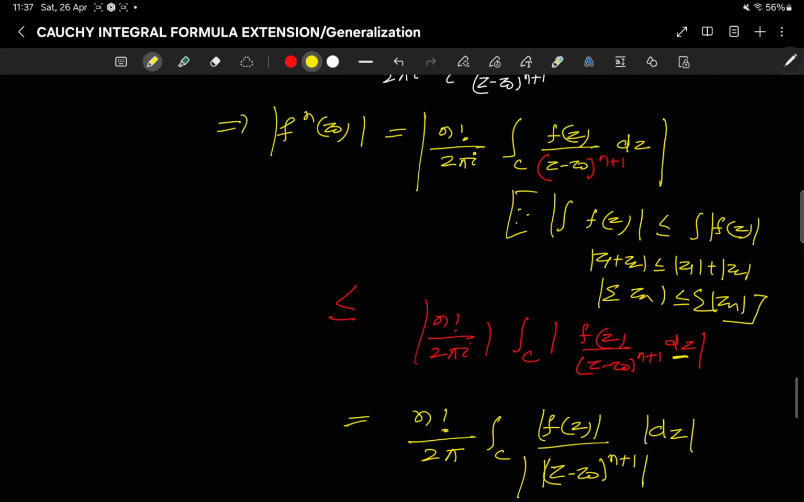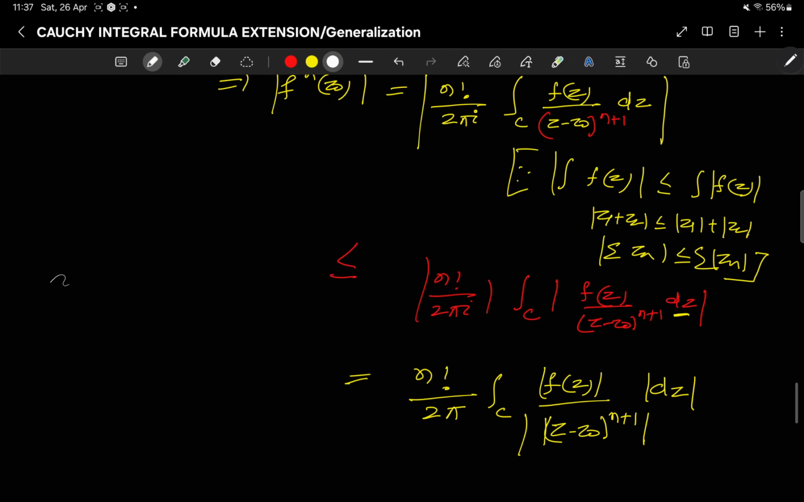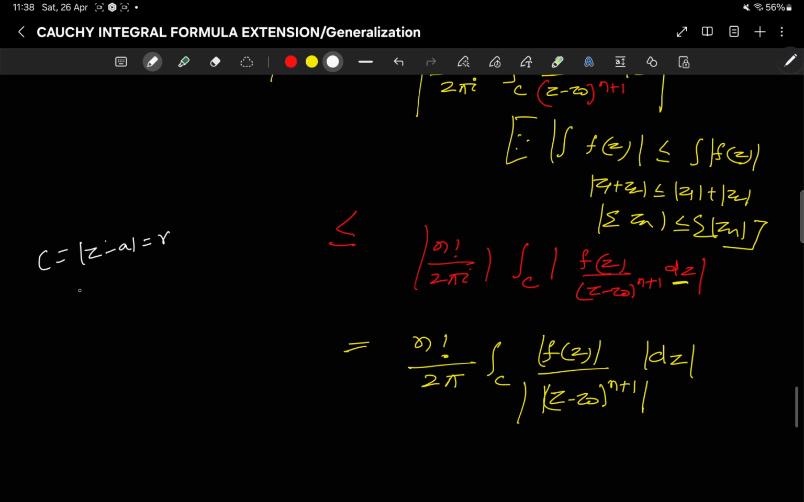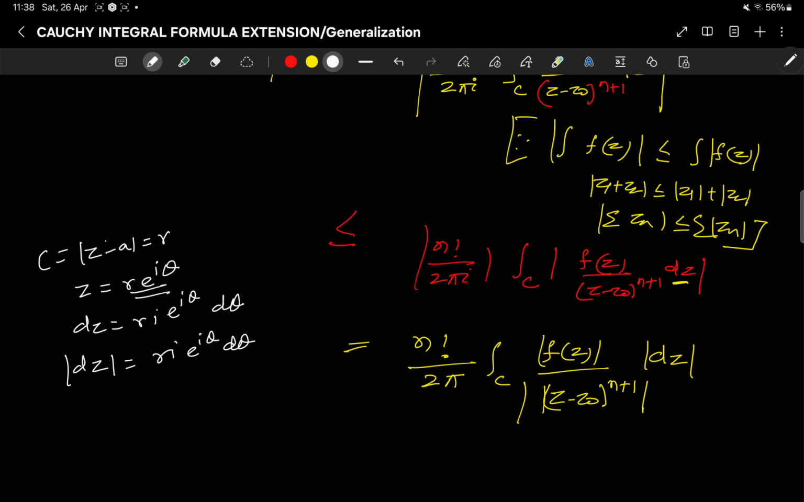Here the path C is |z minus a| equal to r, so the denominator is r to the power n plus 1. What is z? z is r e to the power i theta, this is the parametric representation. So what is dz? dz is r i e to the power i theta d theta, right. So what is |dz|? |dz| is |r i e to the power i theta d theta|, right.